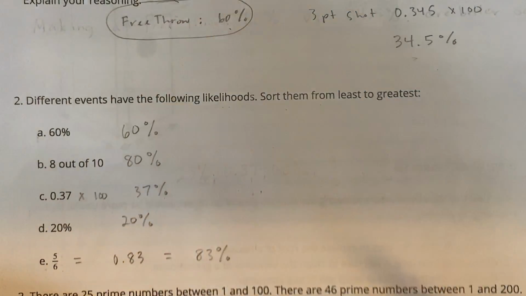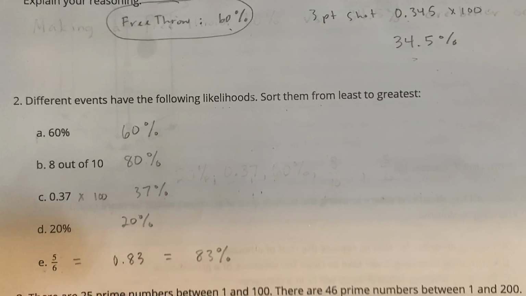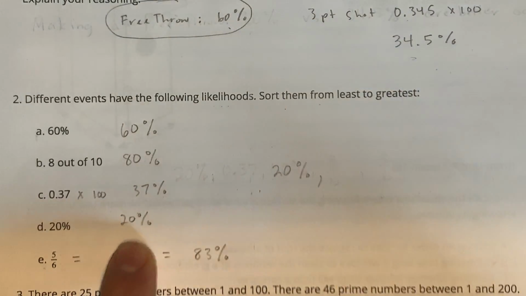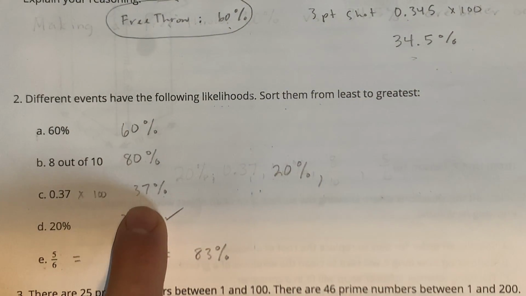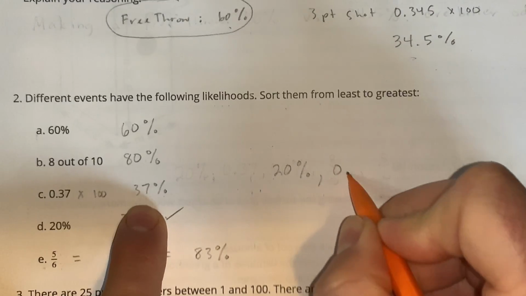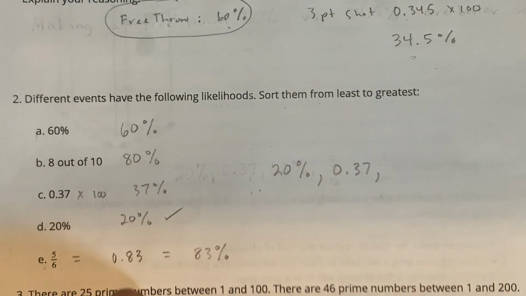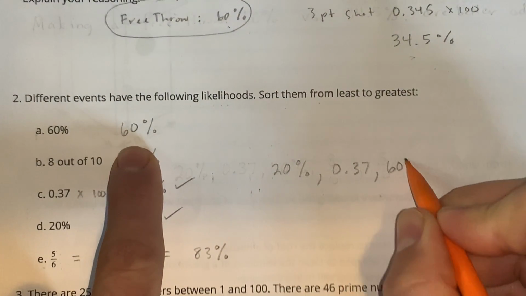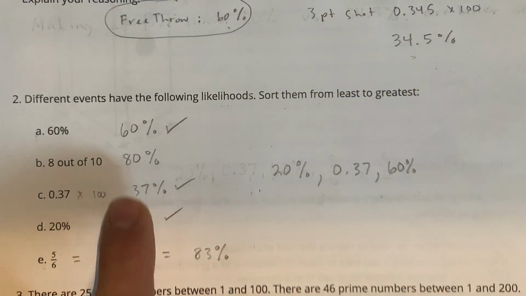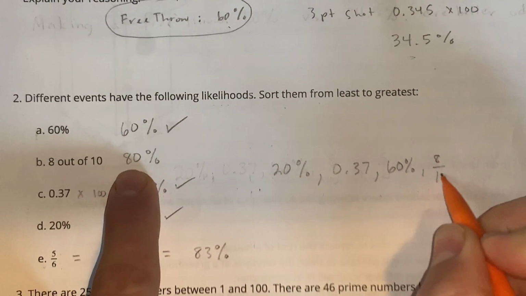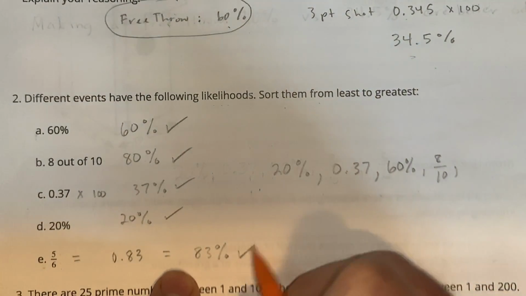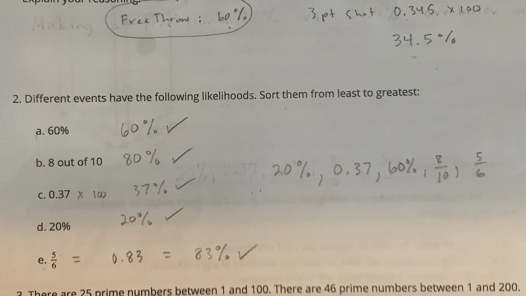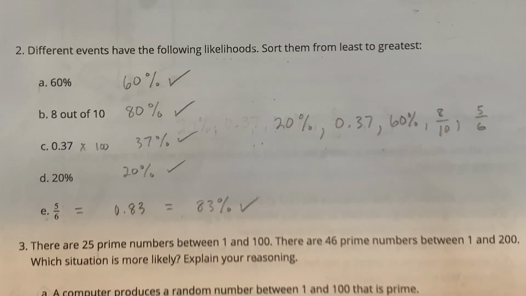Okay, so basically now we just have to order them least to greatest. So 20%. Check. Our next one would be 37%, which I'm going to write in its original form, 0.37. Check. 60%. Check. 80%, which was 8 out of 10. Check. And 83%, which was 5 out of 6. All right, so there's least to greatest. Cool.